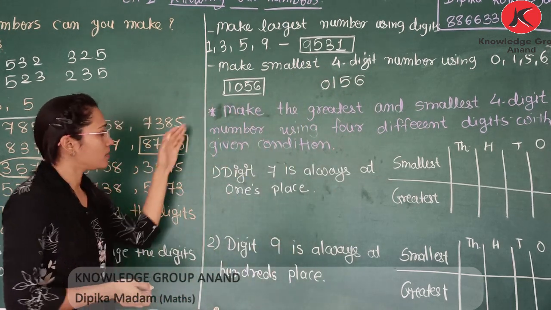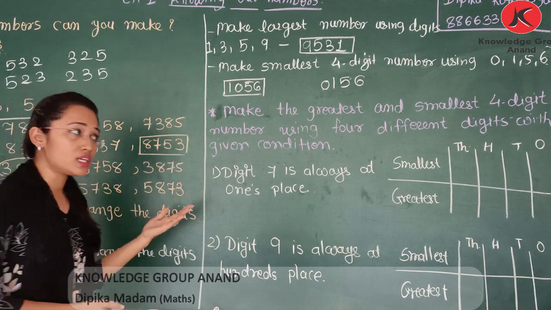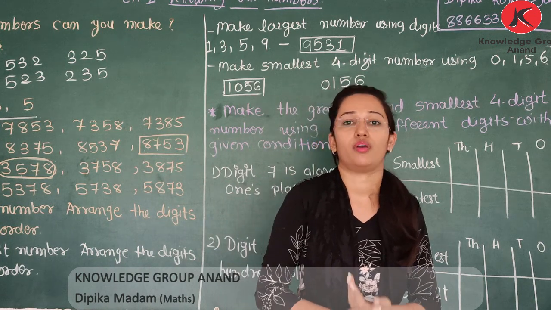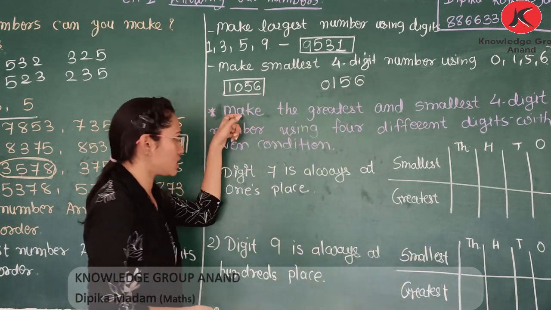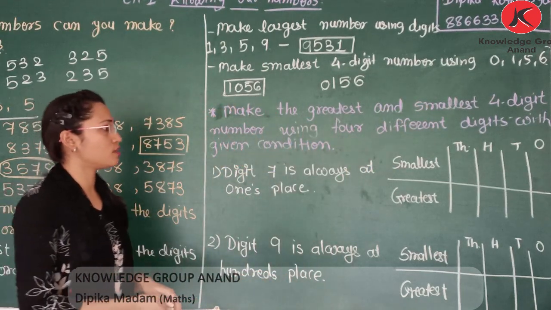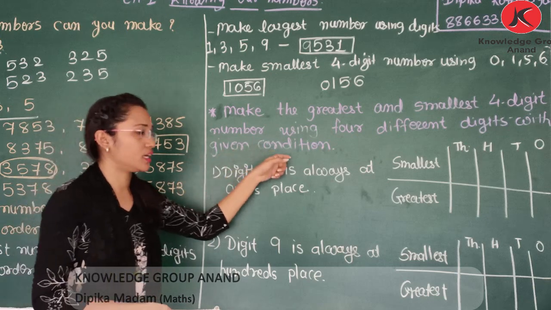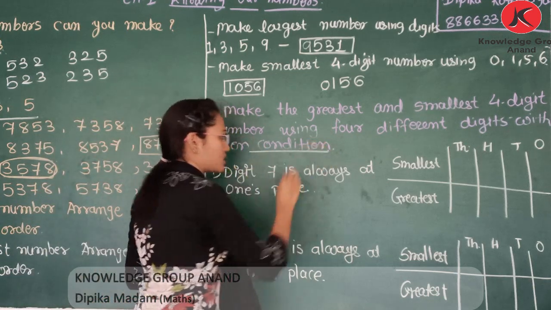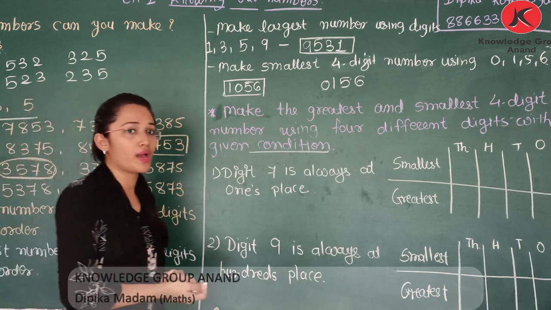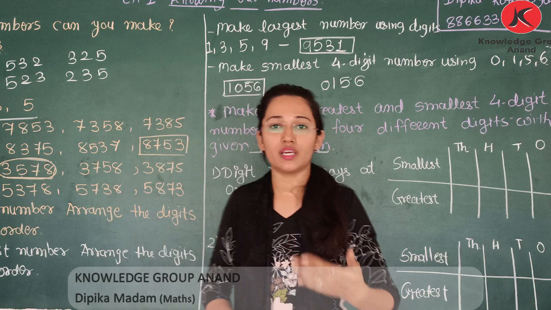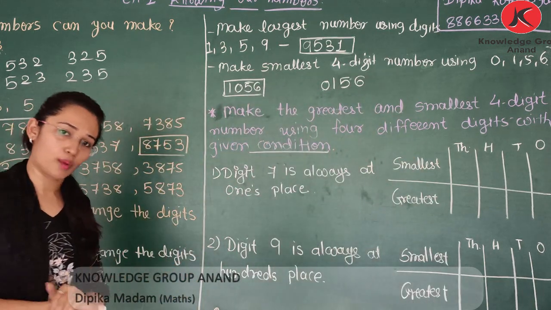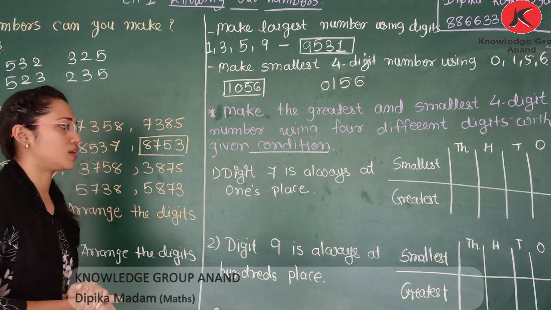Okay. Now here one more question. So the question is make the greatest and the smallest four-digit number using four different digits with the given condition. The condition will be given; digits may be given or may not be given.